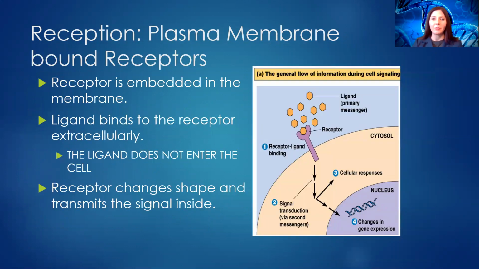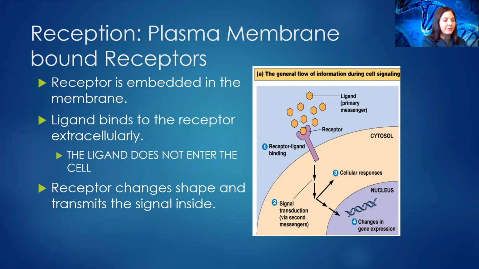So now we're going to talk about plasma membrane bound receptors. This is a receptor that's actually embedded into the membrane itself. The ligand binds with the receiving protein extracellularly. So again, the ligand does not actually go into the cell itself. It has to bind to these receiving proteins. The receiving protein changes shape, and it transmits the signal inside. So when I say change shape, the fancy schmancy biological term for that is it undergoes a conformational change. So it changes in shape, or the conformation changes.